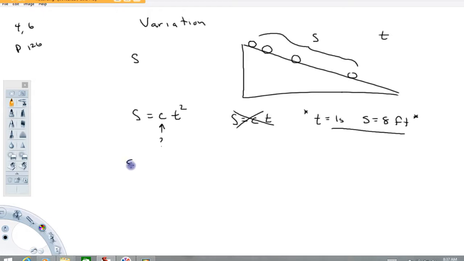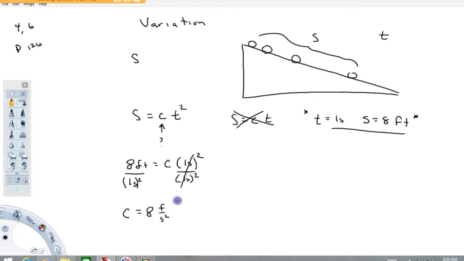So S is equal to 8 feet equals a constant times t, where t is 1 second, and that's being squared. Now, to solve this for C, you divide both sides by 1 second squared. You notice on this side they reduce. So our constant is equal to, numerically, 8 over 1, which is 8. Now our units: we have feet up top and second squared on the bottom, so I'll put feet over second squared. Units are very, very important for application problems.